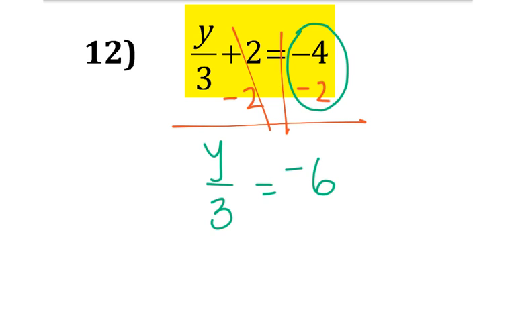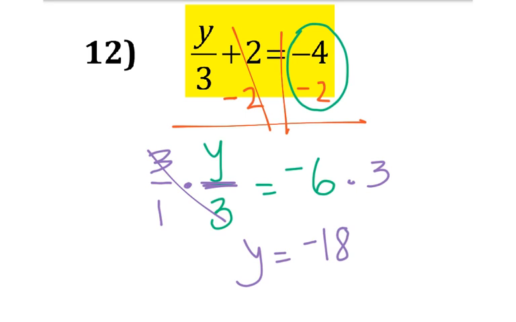Okay, so then we're going to get rid of the 3. It says y divided by 3, so what's the opposite of divide? It's multiply. So we're going to have y equals negative times positive is negative, 6 times 3 is 18. So in set notation, y such that y equals -18.